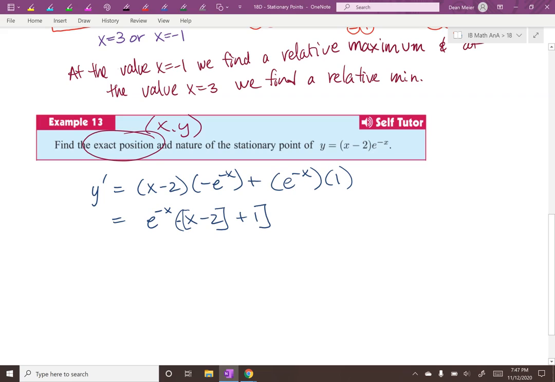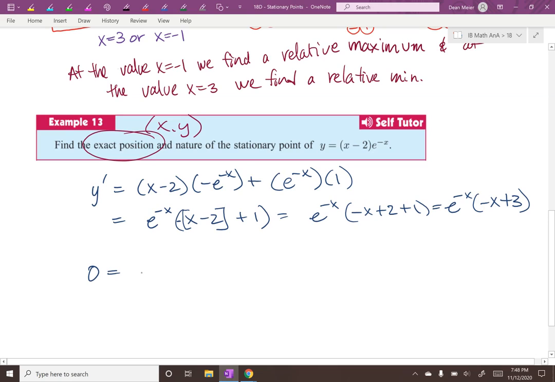And so that doesn't look so bad. That would be e to the negative x. And then what's here? Negative x plus 2 plus 1. Or most people would call that negative x plus 3. And so now I can go ahead and figure out what on earth. I didn't drop a negative in the beginning, did I? No, I did not. Good. All right. So now I got the derivative. Set that derivative equal to 0. Well, e to the negative x will never equal 0 because that is a decay graph and they approach 0, but they never get there.